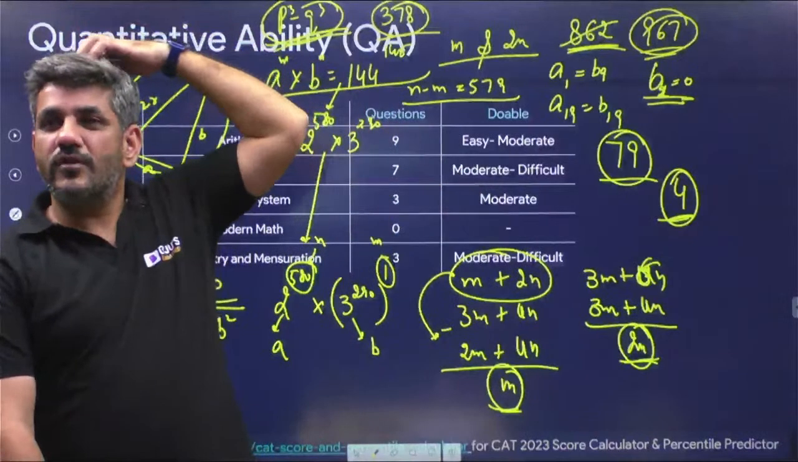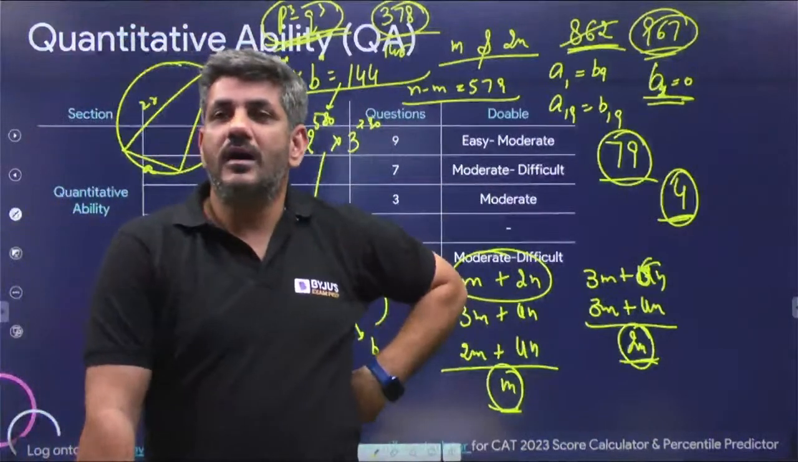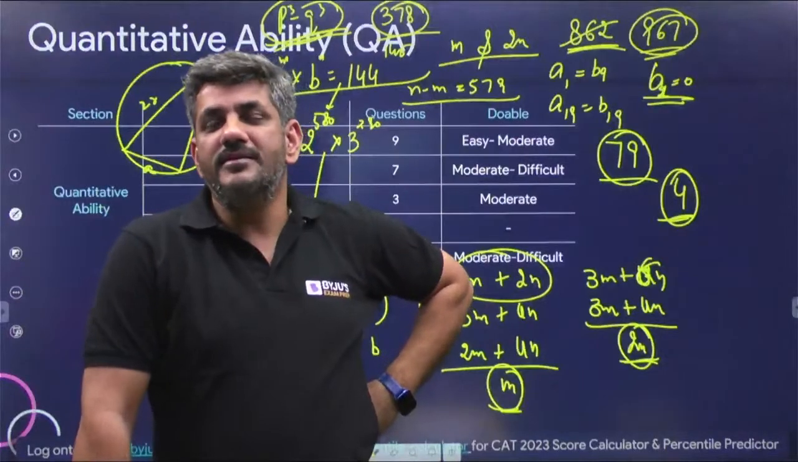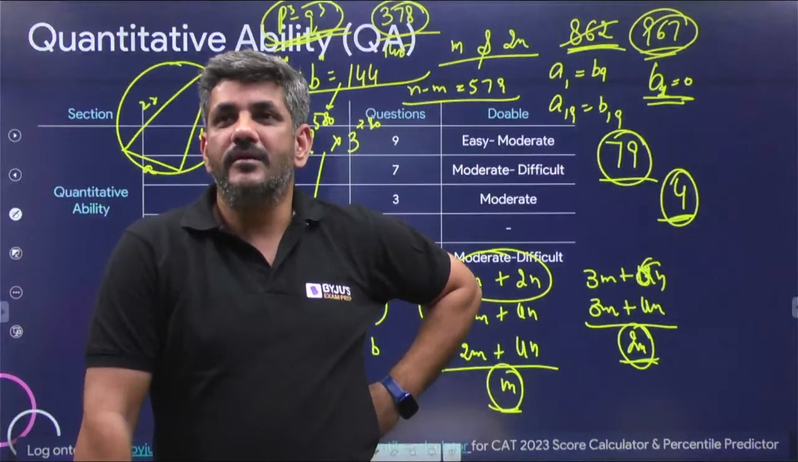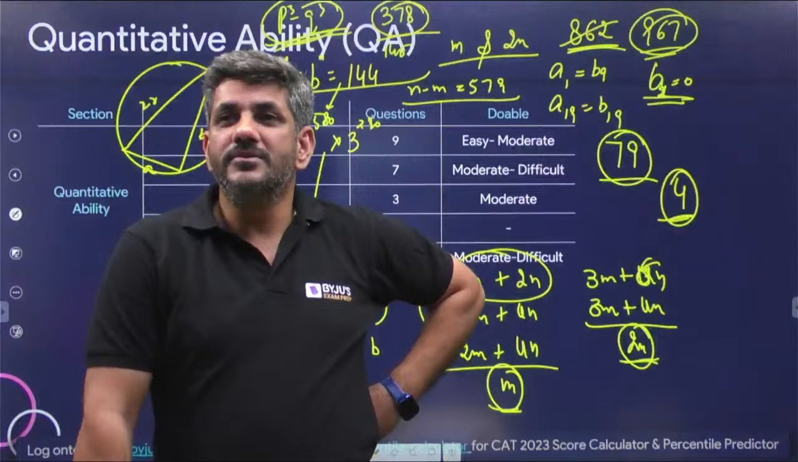6 right, is this good for quant? Rahul, 6 right means you are approximately 90 to 93 percentile in quant, in my opinion. So that's good enough, I suppose.